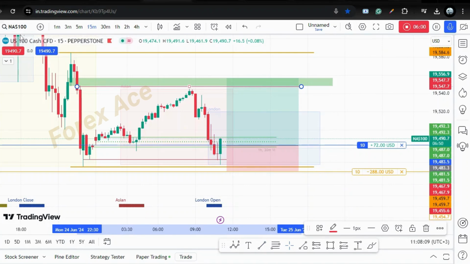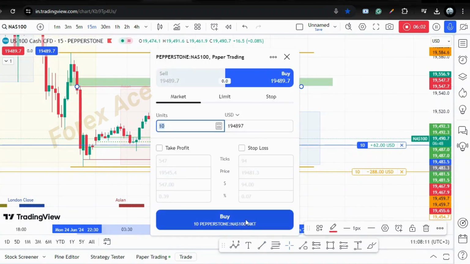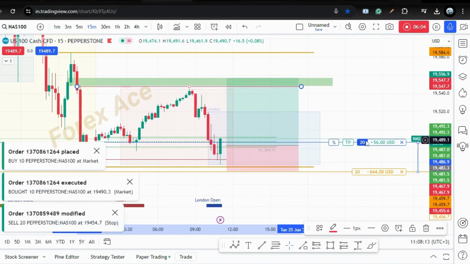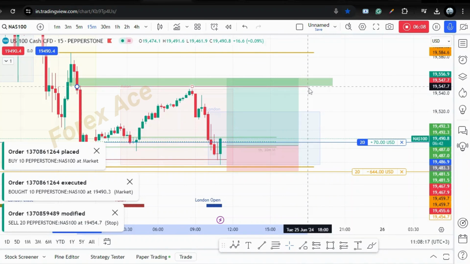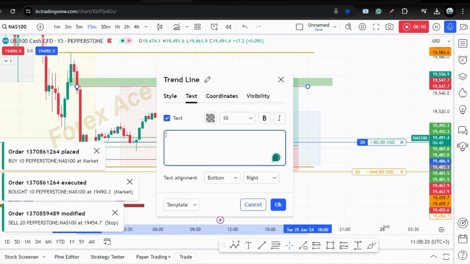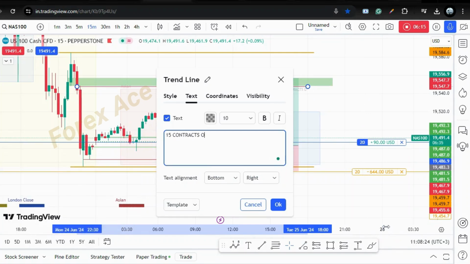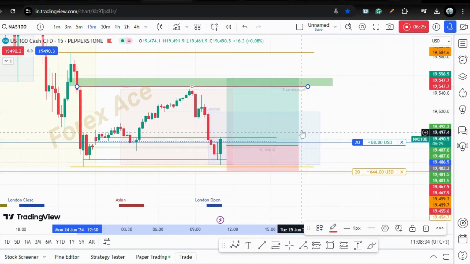So let me just pyramid my position. I'm gonna add a position. Right. I have 20 contracts, so I'm going to remove 15 contracts here. You see, 15 contracts off.